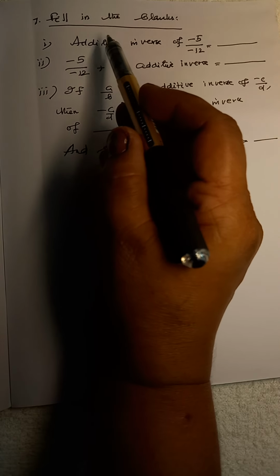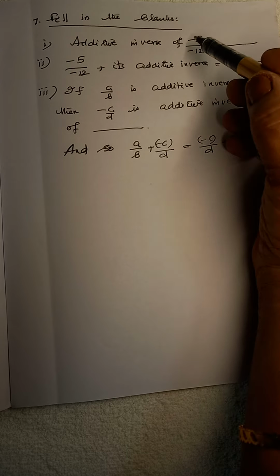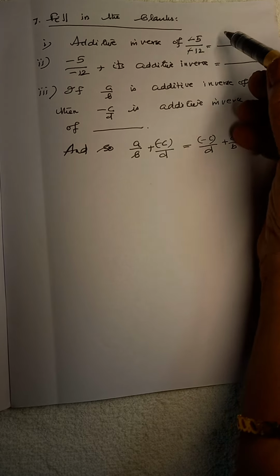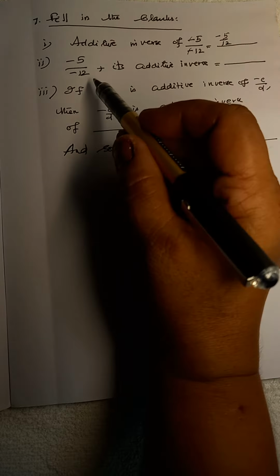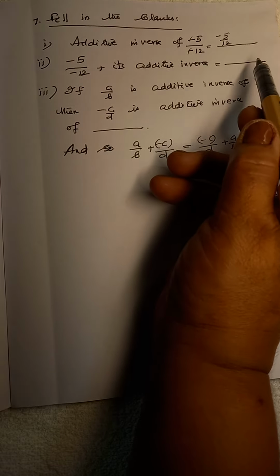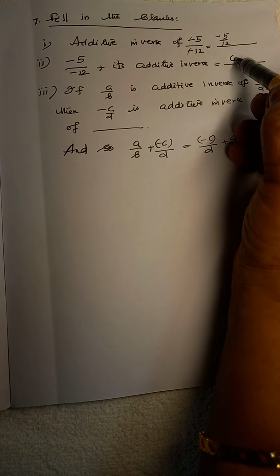Now the seventh question is fill in the blanks. First one is additive inverse of minus 5 by minus 12. That is minus 5 by minus 12, which means minus and minus cancel. So 5 by 12. So its additive inverse is minus 5 by 12. Next one is minus 5 by minus 12 plus its additive inverse is equal to dash. Whatever be the rational number, that plus its additive inverse is clearly 0.